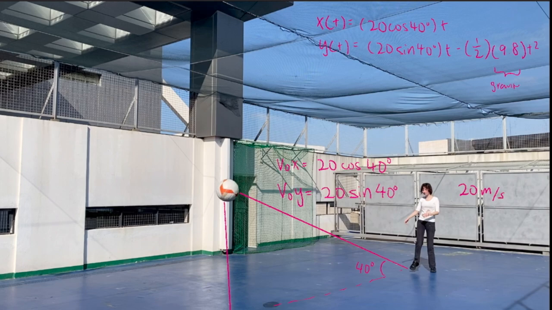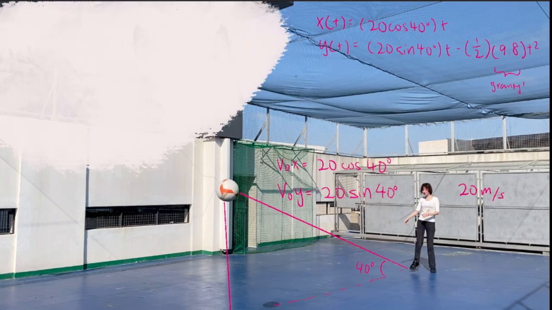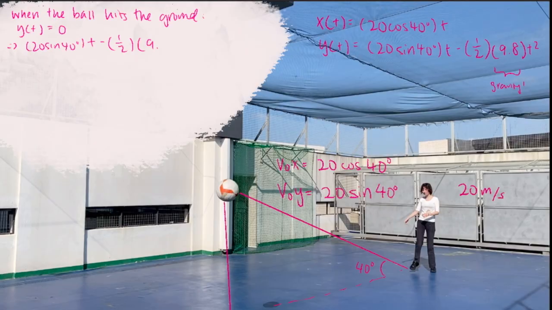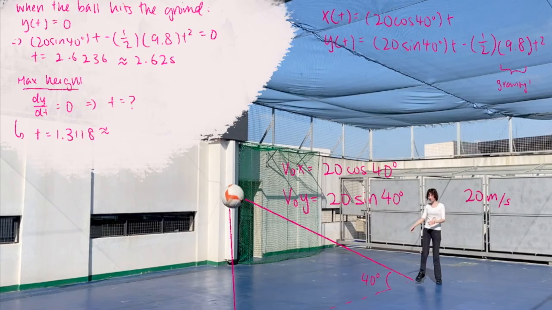To find out when the ball hits the ground, we set y of t equal to 0 and then we solve for t. We can determine useful information like the maximum height by setting the derivative of y with respect to t as 0 and solving for t.